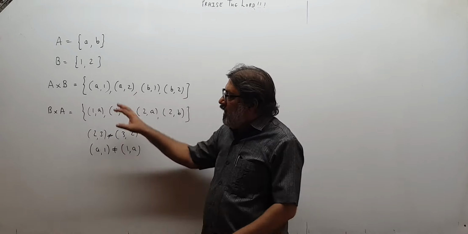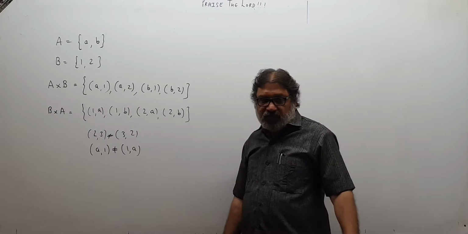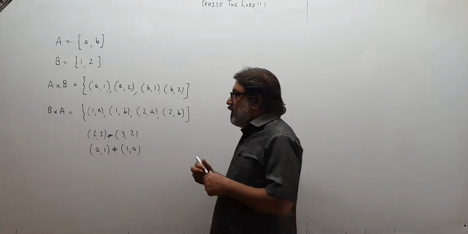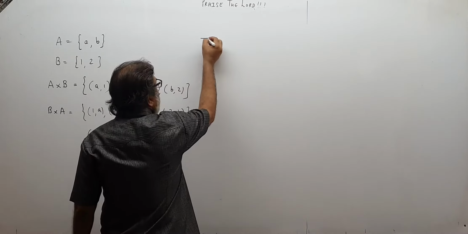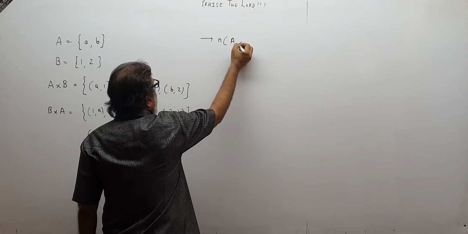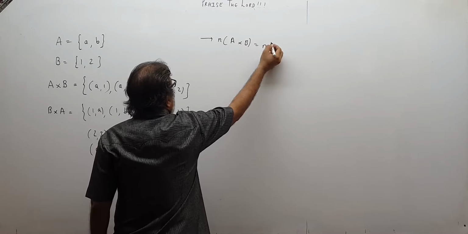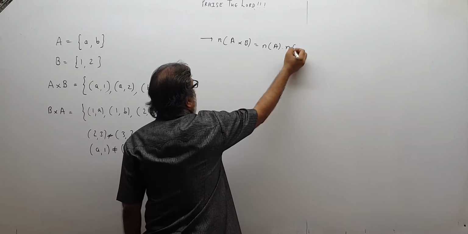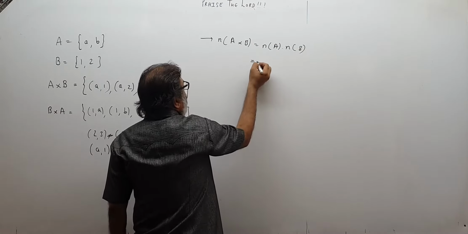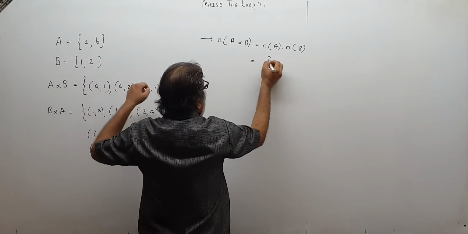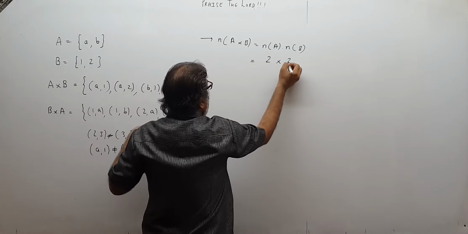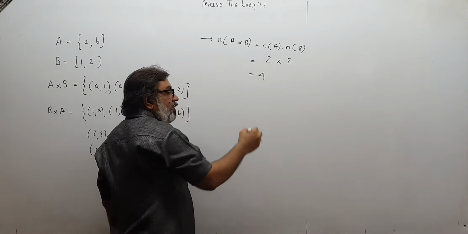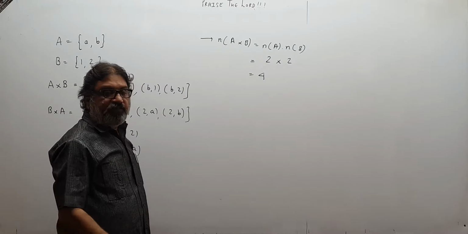So how to get A cross B and B cross A, you have understood. Now children, number of elements in A cross B will be how much? That also let us check out. Number of elements in A cross B will be number of elements in A into number of elements in B. How many elements were there in A? 2. How many elements in B? 2. So that is 4. Therefore, number of elements in A cross B is 4.